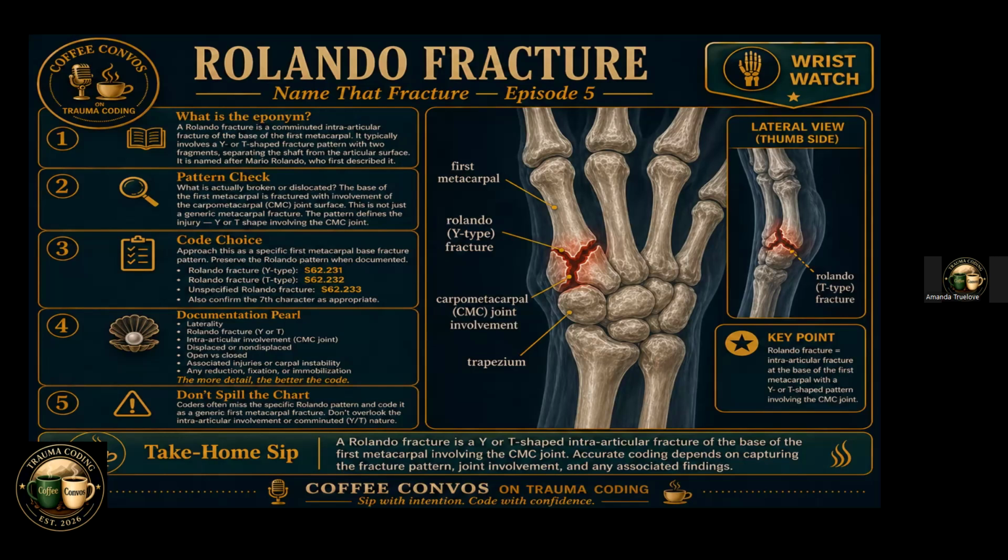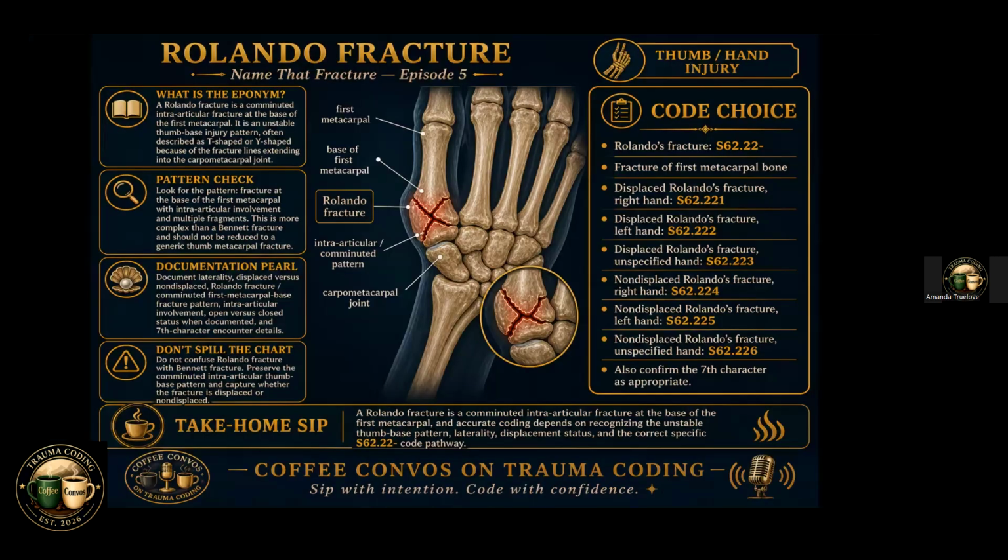Okay, with that fracture pattern, if we're dissecting our data source and looking to see what's actually broken, we know we have a fracture that is, again, going to be at the base of the first metacarpal, and the fracture is going to extend into the joint. Well, then what's the key difference? The key difference is the fragment pattern. So instead of a simple split pattern, Rolando is classically going to be this comminuted pattern type.